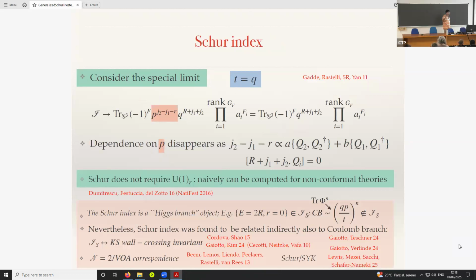So this was an index, the N=2 index, and how it is consistent with the renormalization group flows. Now we'll look not at the most general index, but at a very particular case of the index, which is called the Schur index. And this Schur index is some kind of a magic wand.